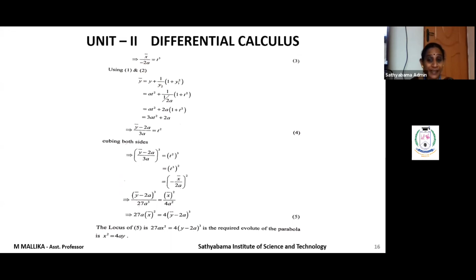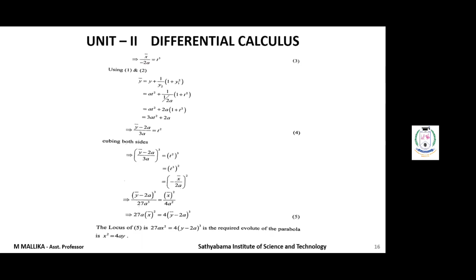Now, the evolute of the parabola y square is equal to 4ax is the same answer with just one small change. Just interchange x and y. Got it? The evolute of the parabola y square is equal to 4ax is going to be 27a y square is equal to 4 into (x minus 2a) the whole cube. So you'll be getting a very similar answer where the roles of x and y are interchanged. The procedure is the same; you have to proceed the same way, and you will be getting the answer.